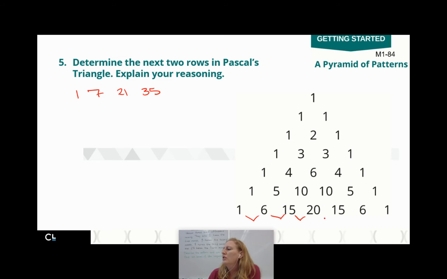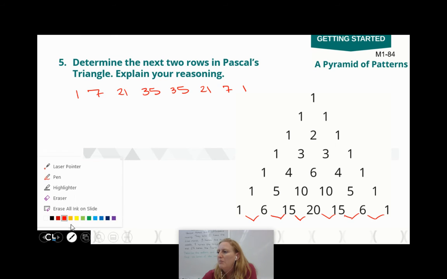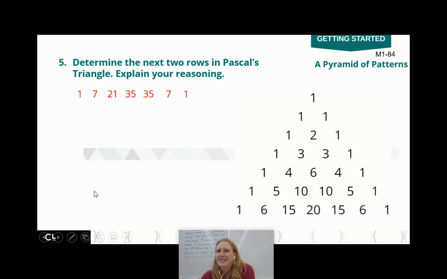And then you'll notice it starts to repeat itself. 20 plus 15, 35. 15 plus 6 is 21. And then, of course, 6 plus 1 is 7. And we do put another 1 out on the end because we want to keep that ones on the outside pattern going. This is not very pretty, so I'm going to erase this, and I'm going to show you my little typed bit. There, that's so pretty.